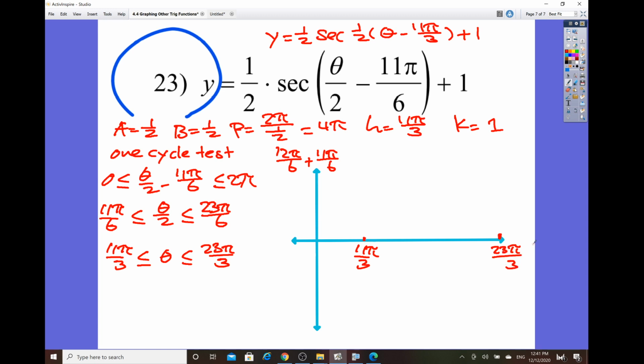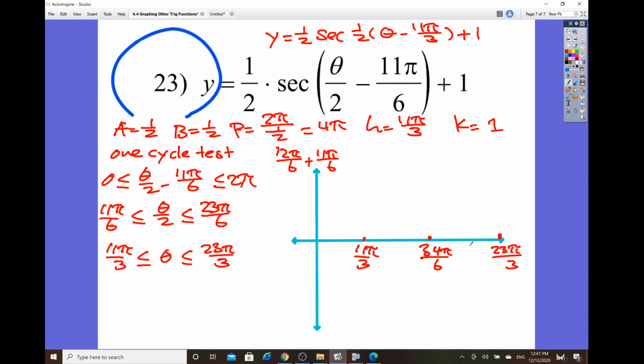Okay, so secant. And we started with the parent graph of cosine. So half of the distance between 11 pi over 3 and 23 pi over 3, the midpoint here, that would be, let's see, 34 pi over 3 divided by 2, 34 pi over 6. And you might be wondering, can we reduce? Yes, certainly we can reduce. But so far, we just want to keep it this way first.